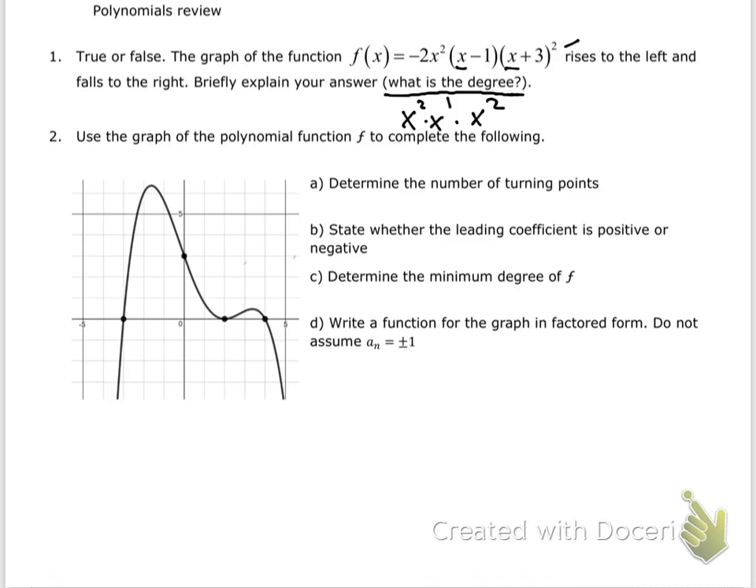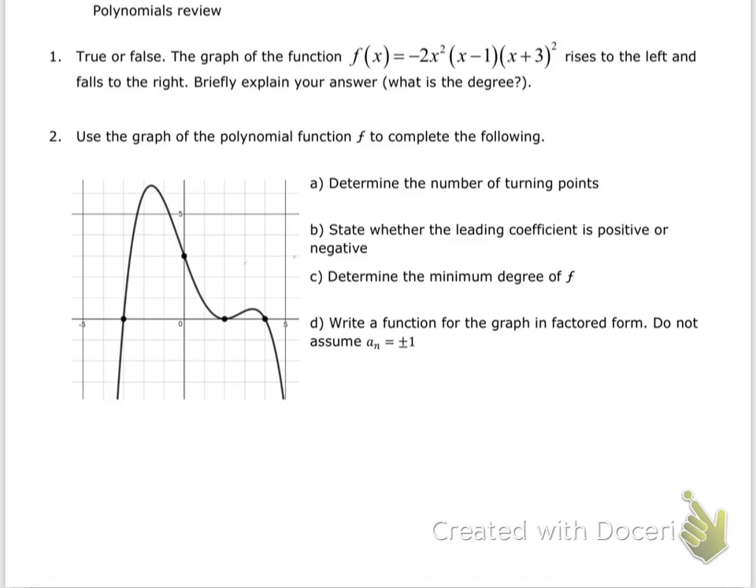So, if I add the exponents, I get an x to the 5th. This is degree 5, but it also has a minus in front, so it's a negative degree 5. In other words, it will rise to the left and fall to the right for its end behaviour. And that's what that says, so this is true. Okay, on to the next one.